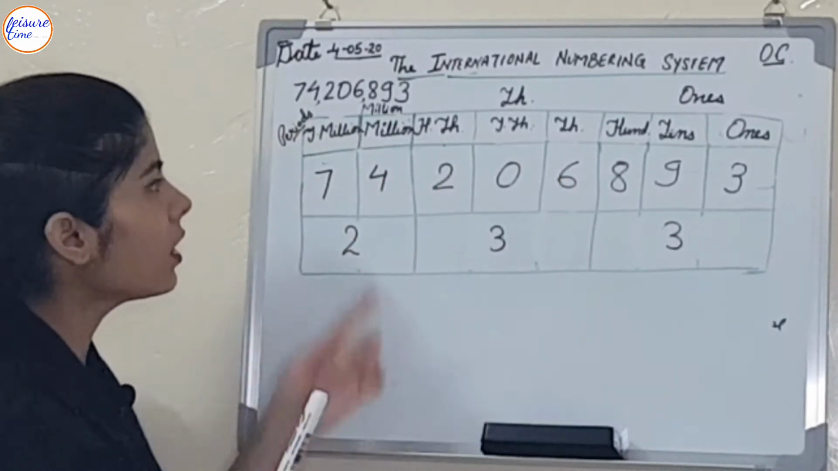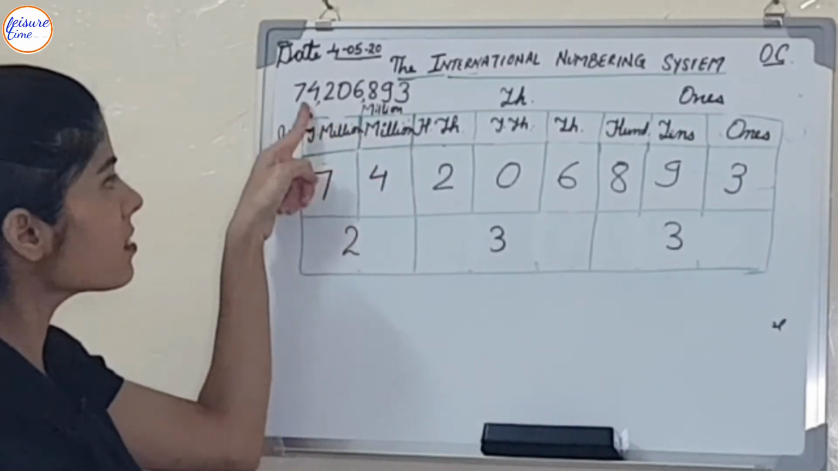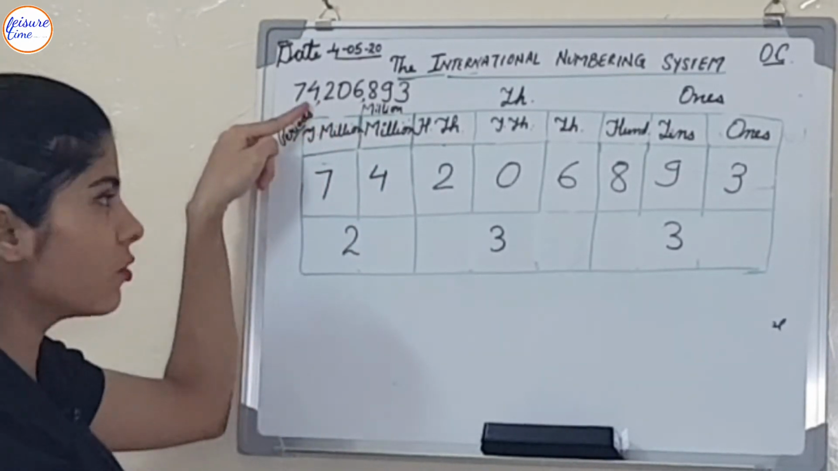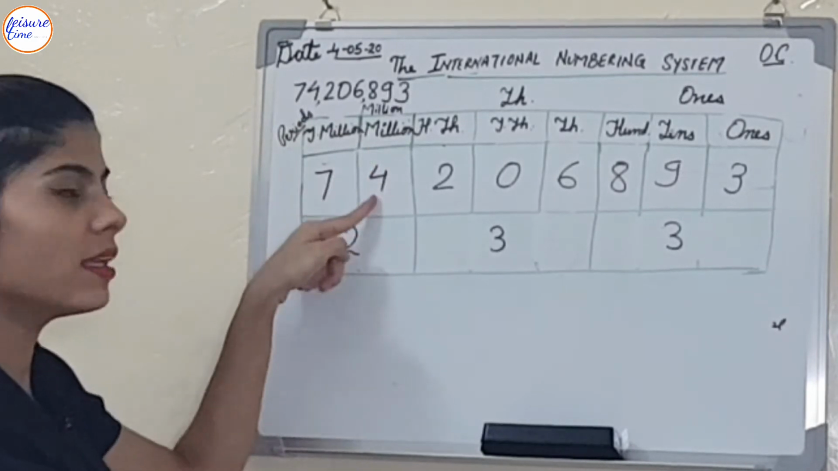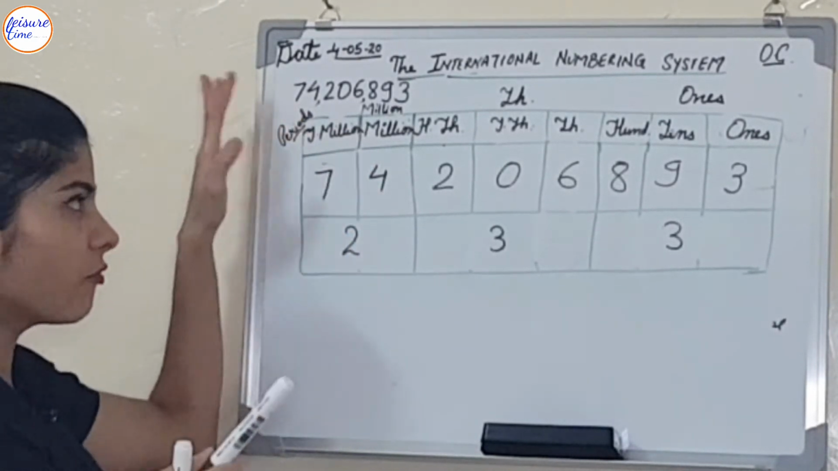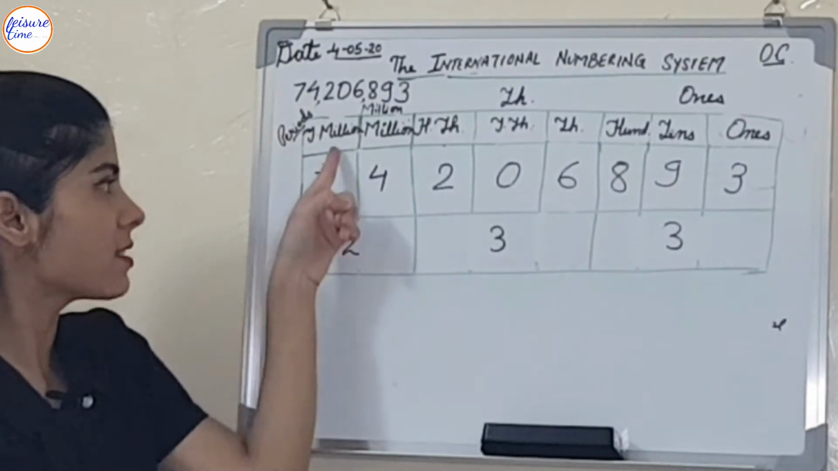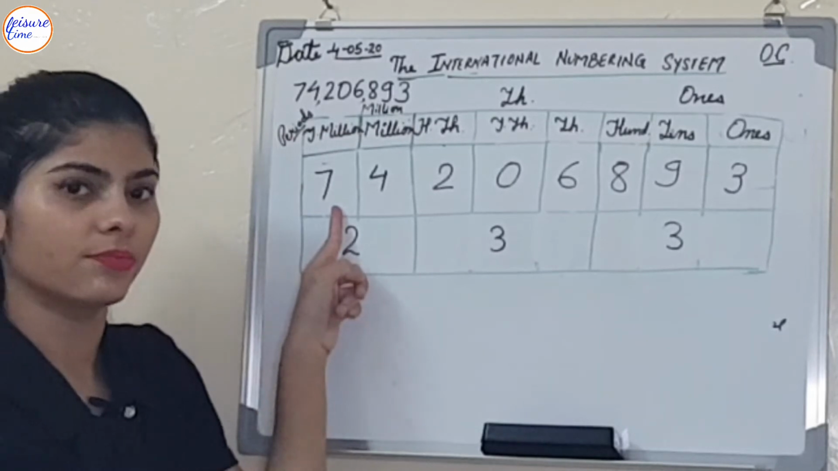Next, come to the group million. What is this here? The next digit after 2 is 4. So we should place the 4 in the million position. Now see, what is the digit after 4? 7. So we should place the 7 in the 10 million position.